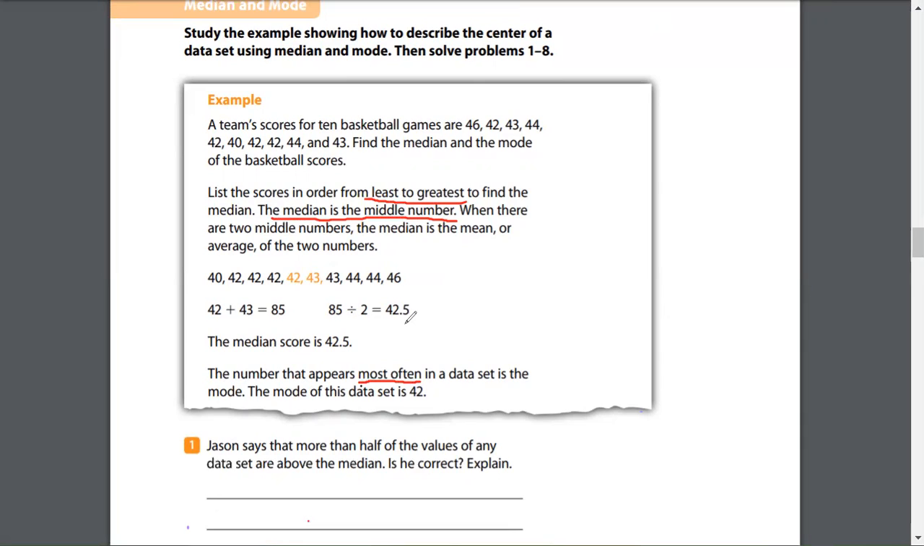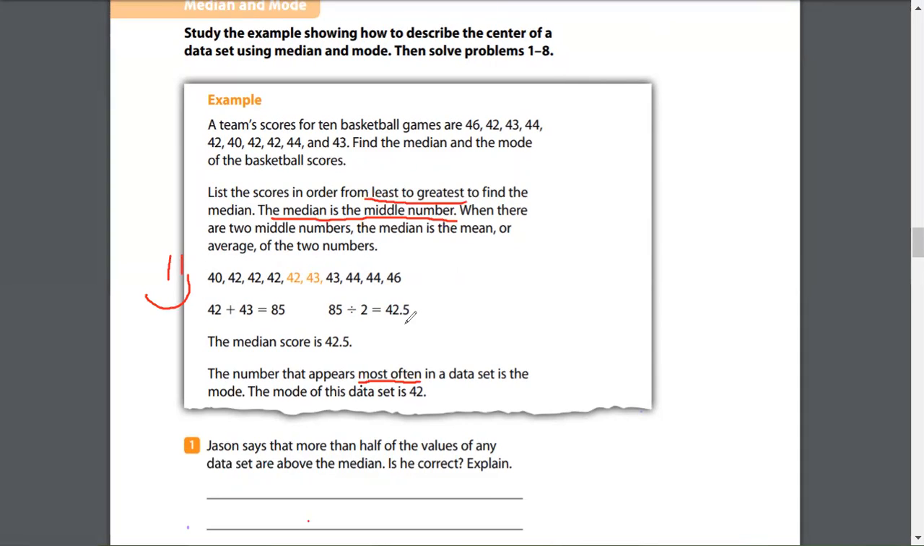So the first thing we did is put it in order: 40, 42, 42, 42, 42, 43, 43, 44, 44, and 46. So it says the median score is 42.5. You see that there was an even number of data, so we get the 2 middle numbers, which were 42 and 43, and that equaled 85. Then we divided by 2 to get the mean of the 2 numbers, which was 42.5. So that would be your median, which is your middle number.